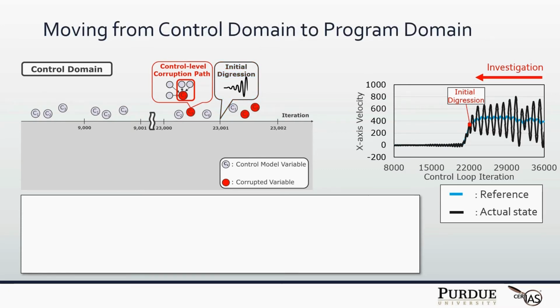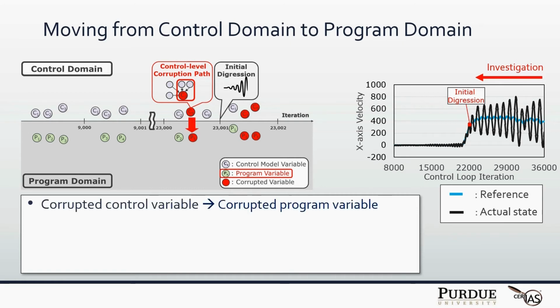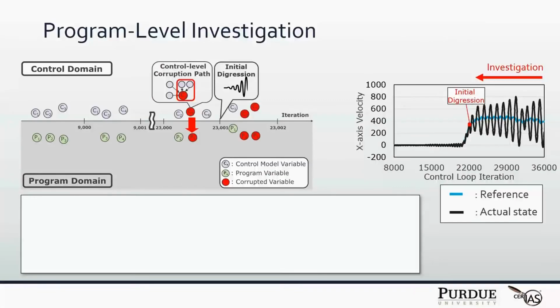Once the control level corruption is determined, we are ready to move the investigation from the control domain to the program domain. The transition point crossing the domains is the corrupted control variable at the sink of the control level corruption path. Remember, we have a mapping between control level and program level variables. Using this mapping, we can identify the program level variable that corresponds to the corrupted control variable. Now, we are ready to perform program level investigation starting from the corrupted program variable.